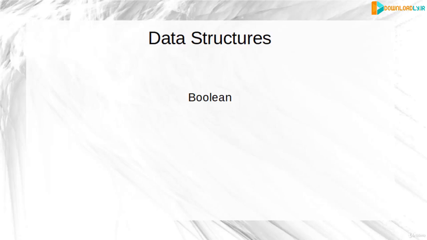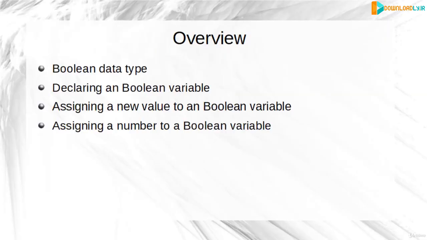In this video, we will talk about Boolean variables. Boolean variables are useful when we have to deal with situations that only have two possible outcomes: yes or no, on or off, 0 or 1, and so on. First, we will learn what a Boolean variable is. Then we will talk about their declaration and usage. We will also cover situations when a number is assigned to a Boolean variable.